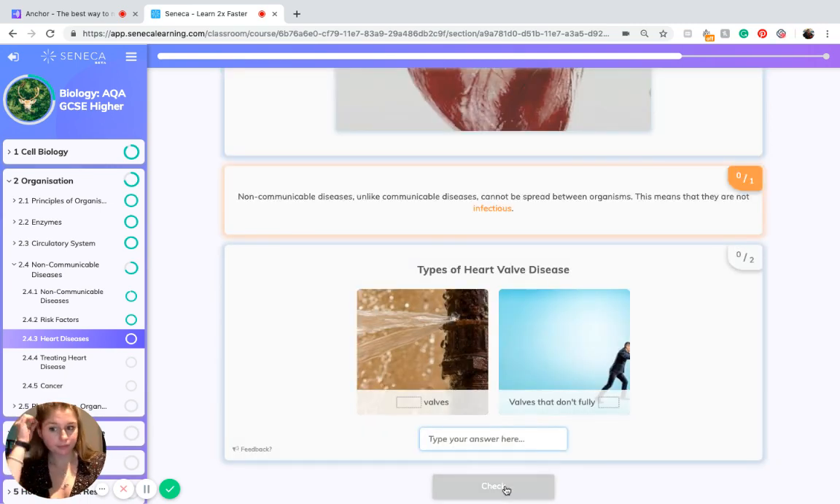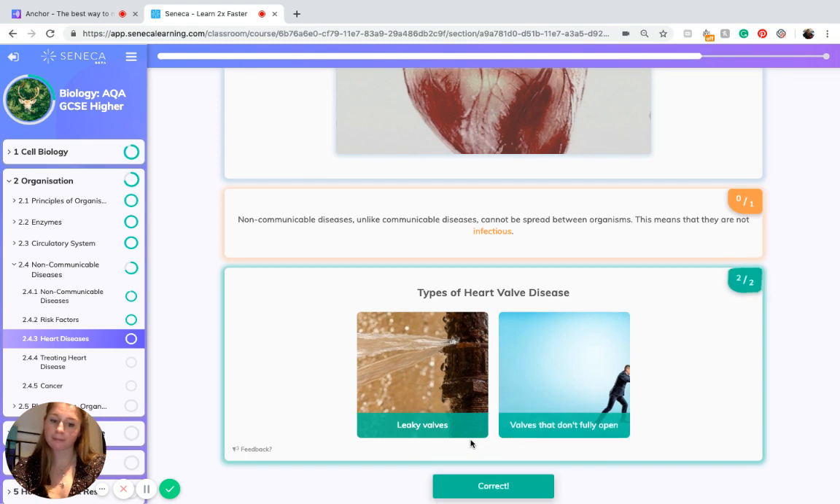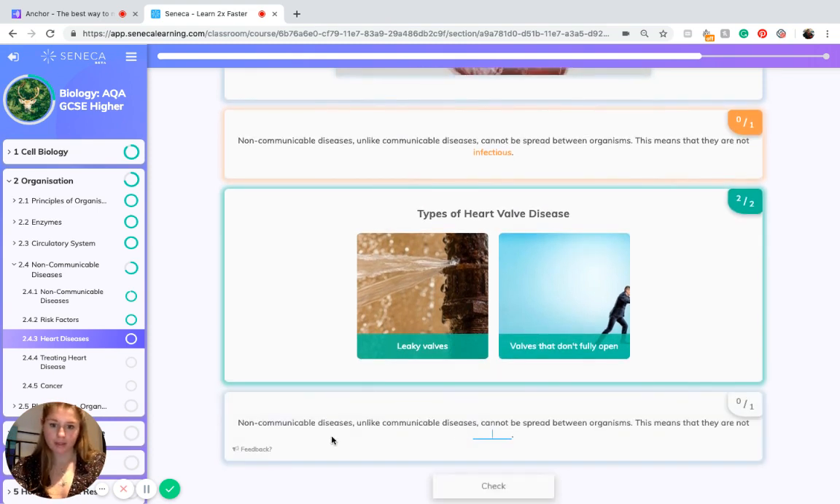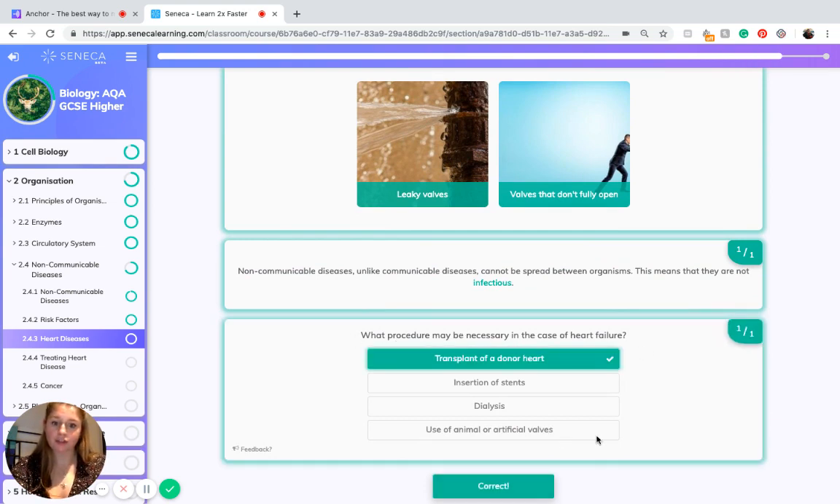infectious. So just to recap on those types of heart valve diseases, we've got leaky valves and we've got valves that don't open fully. And just remember that it means that a non-communicable disease is not infectious. It cannot be transmitted. So if someone had heart failure, you would have a transplant of a donor heart.